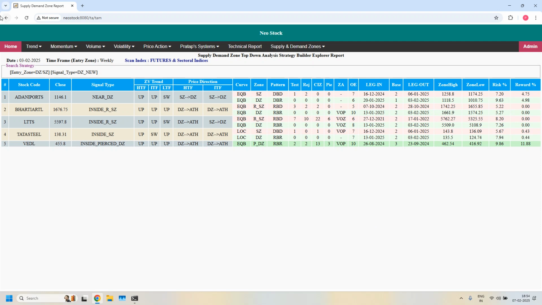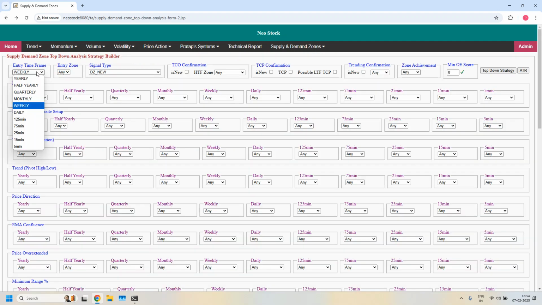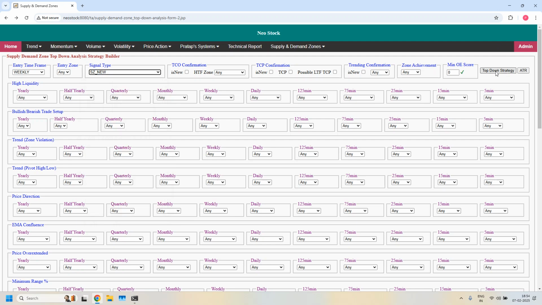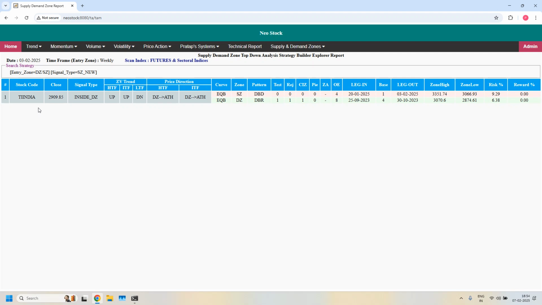Okay, next, for weekly time frame, let us find the stocks having newly created weekly supply zones. So this stock is having a newly created weekly supply zone, and this supply zone is created during this week. Look into the leg out candle. This is the weekly timestamp. The open price of this week is 3rd, the Monday.